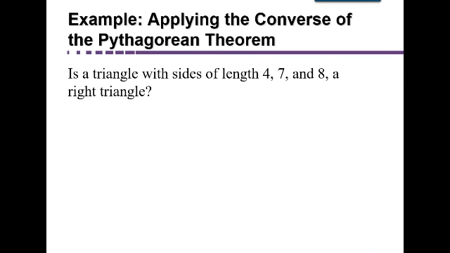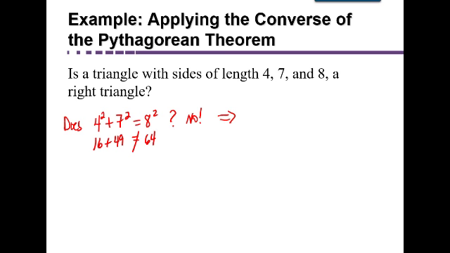I could ask you, is a triangle with sides of length 4, 7, and 8 a right triangle? And you could check that, because you could say, well, does 4 squared plus 7 squared equal 8 squared? Well, that would mean that 16 plus 49 equals 64, but it doesn't. 16 plus 49 equals 65, right? So, no, that's not true. So that means that this is not a right triangle.